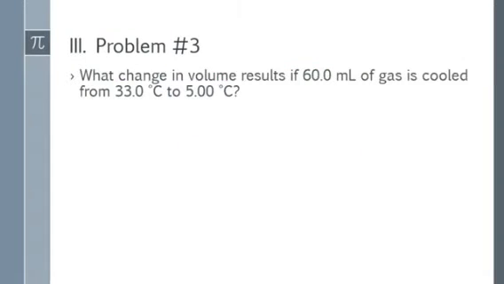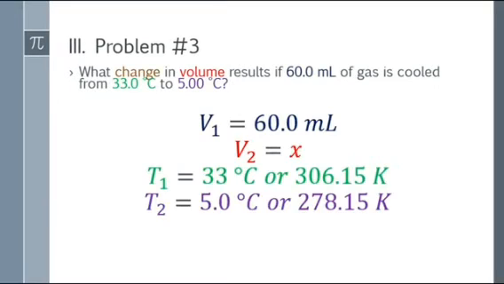Moving on, let's go to problem number 3. What change in volume results if 60 ml of gas is cooled from 33 degrees Celsius to 5 degrees Celsius? Take note, ang hinahanap dito is change in volume, hindi yung bagong volume. So we need to find first yung resulting volume. So let's start. Given. So, ang Celsius gawin mo Kelvin. That will be 33 magiging 306.15. Ang 5 degrees Celsius magiging 278.15 Kelvin. Okay.